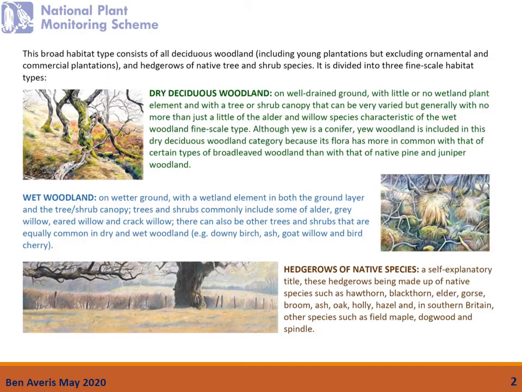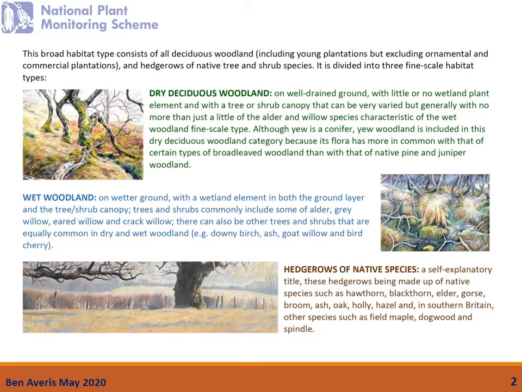So here we are. On this page we can see that this big broad habitat type includes all kinds of deciduous woodland, even plantations, but not more garden-like or commercial ones. It also includes hedges with native species, and it's divided into three subtypes, what they call fine scale habitats. One is dry woodland, one is wet woodland, and the other one is the hedges.